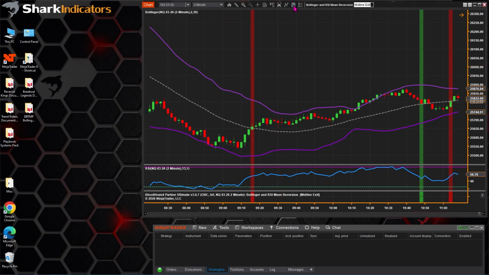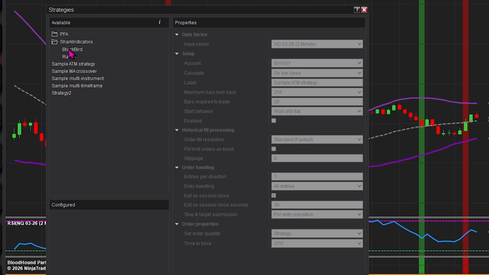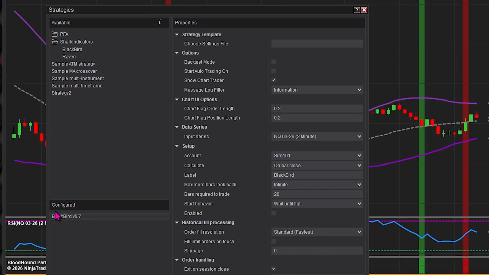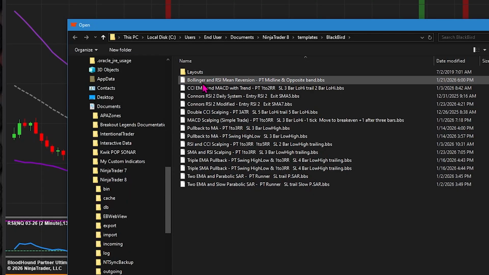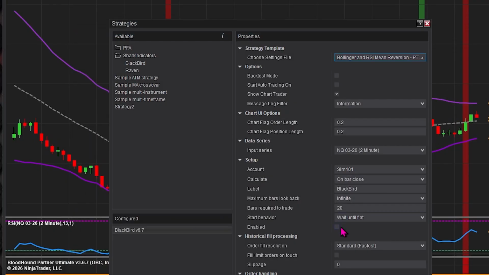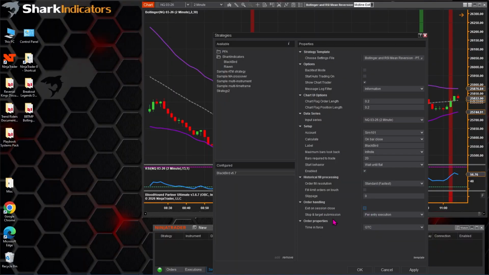Let's open up our strategies window and go into SharkIndicators, and right there is Blackbird. Add that down. Next we want to select the file. Right there's the Bollinger, and of course you'll see the other Blackbird files for the other systems there. Let's load that up, and remember, you have to enable your strategies, and most likely you probably want to disable that. All right, click OK.